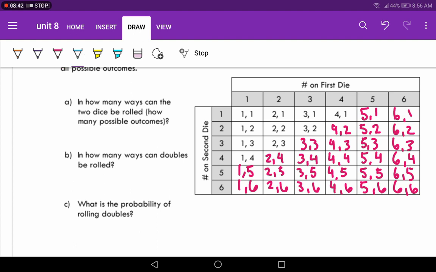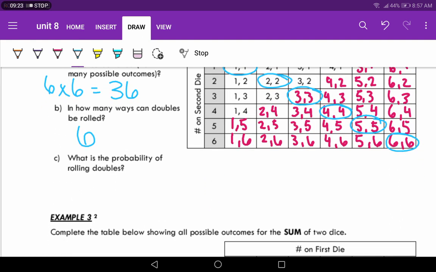So we have 1, 2, 3, 4, 5, 6 across, and 1, 2, 3, 4, 5, 6 on the bottom. So instead of just actually counting all those, we can just do 6 times 6 tells us that there's 36 squares that are filled in here, okay? In how many ways can doubles be rolled? So what I'm going to do to count this is I'm going to just circle those doubles. So 1, 1, 2, 2, 3, 3, 4, 4, 5, 5, and 6, 6. So that's 1, 2, 3, 4, 5, 6 possible ways that those doubles can be rolled, okay?